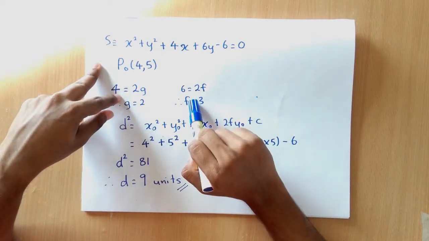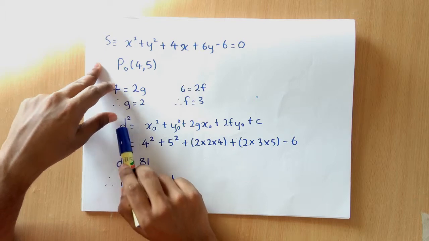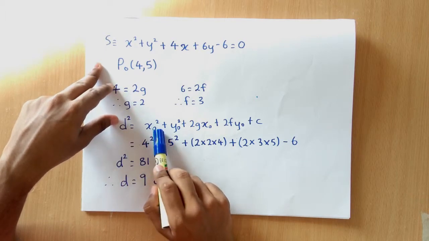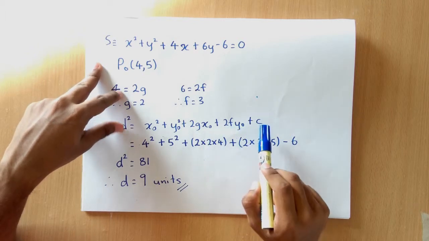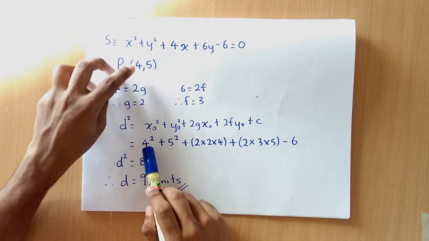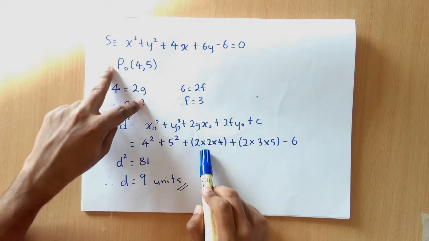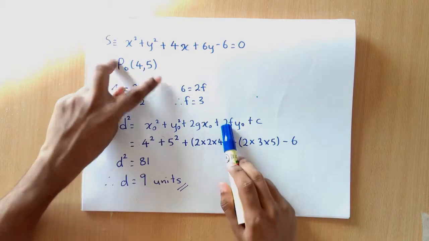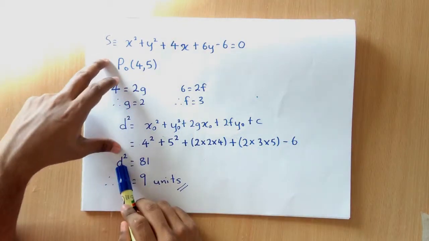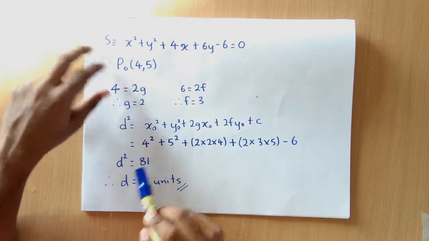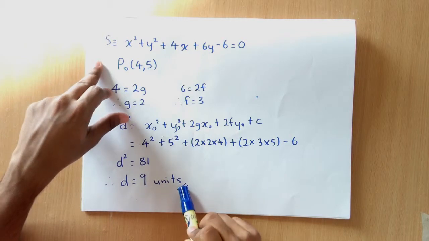Now that we have G and F, we can substitute these values into our equation. So D squared equals X0 squared plus Y0 squared plus 2G X0 plus 2F Y0 plus C. So that is equal to 4 squared plus 5 squared plus 2 into 2 into 4 plus 2 into 3 into 5 minus 6. So D squared is equal to 81. Therefore the length of the tangent is 9 units.